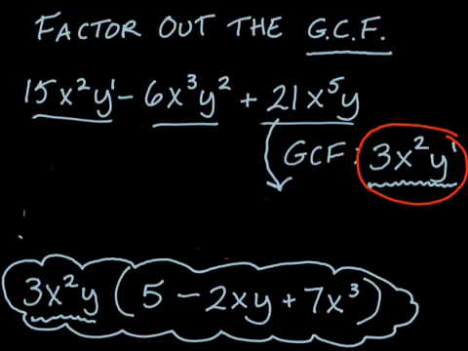For the last term, we have 21x to the 5th y, and I'm going to divide out 3, which leaves me 7, and divide out x squared, which takes my x to the 5th down to x cubed. And when I divide out the y, it goes away completely. And that's how I get my final answer. Either way, you get the answer you need.